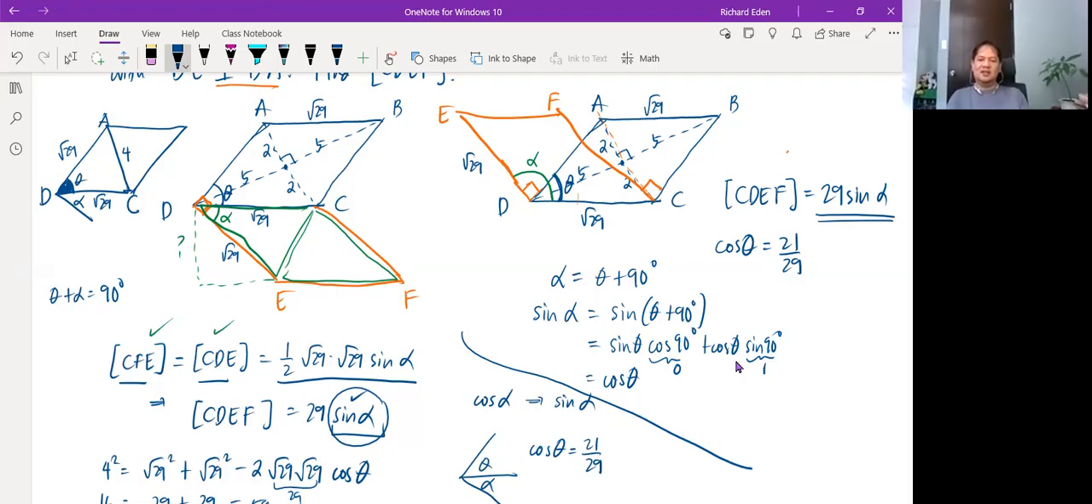Of course this has to be argued because the situation is different. So sine alpha is going to be equal to cosine theta, which is 21 over 29. And so CDEF is still going to have area exactly 21. And because I know you love exactly what just happened here, let's put this inside a big red heart.